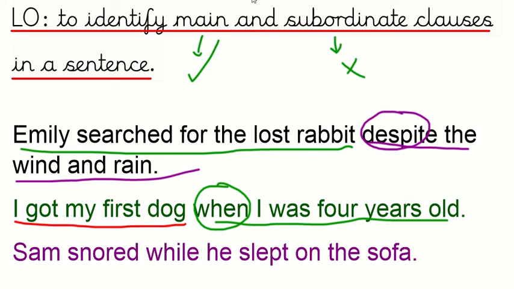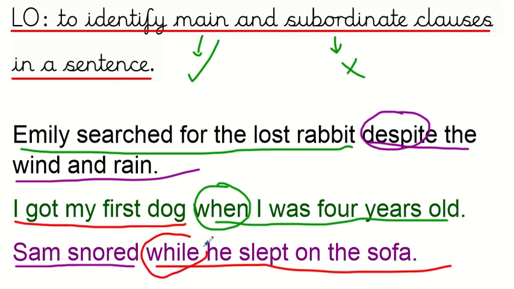Let's look at the final sentence. Sam snored while he slept on the sofa. Can you spot the main clause? Which bit makes sense on its own? Well spotted, everybody. Sam snored, which means while he slept on the sofa must be the subordinate clause. And there it is. That's the subordinate conjunction. Great work, everybody.